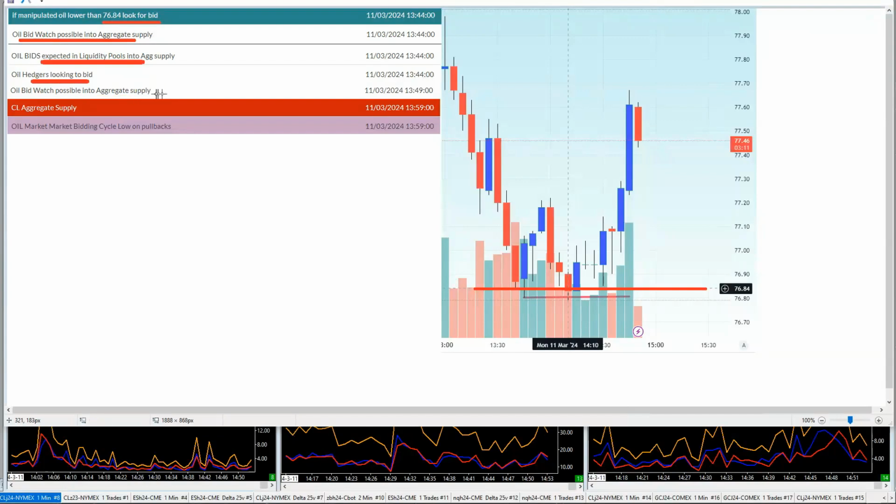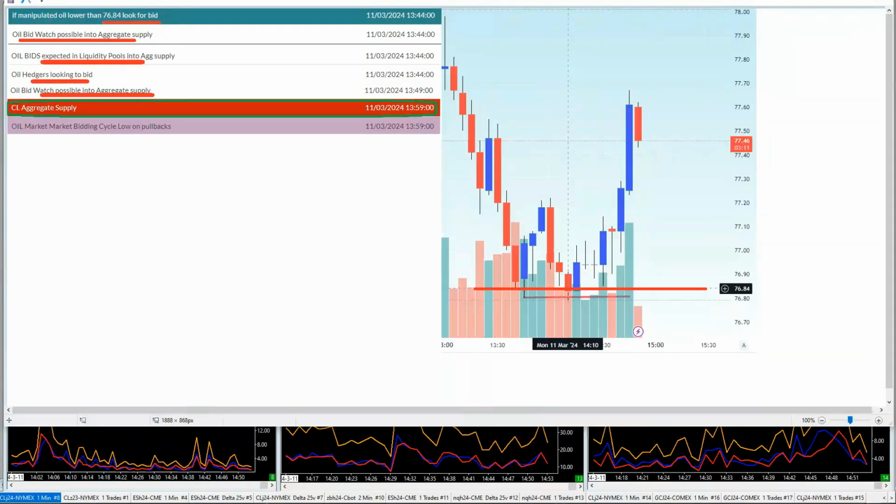And then what did we see? Well, we saw aggregate supply. Is that not what you're looking for to bid into? Is that not what it says in these trade log entries, to try and bid into aggregate supply? Yes or no? And if it says that, would you act on it? Is that enough of a storyline? Well, it's at least a very strong part of the storyline.